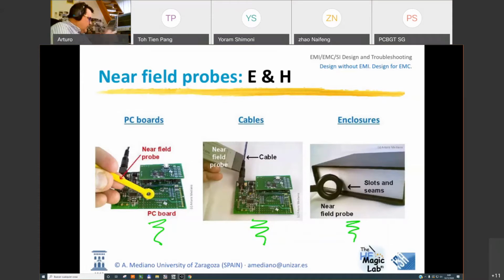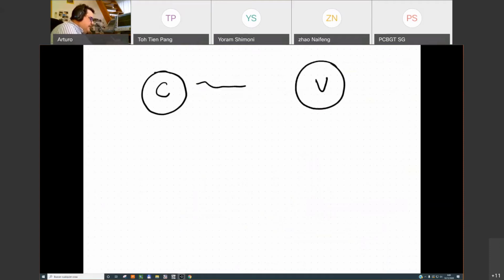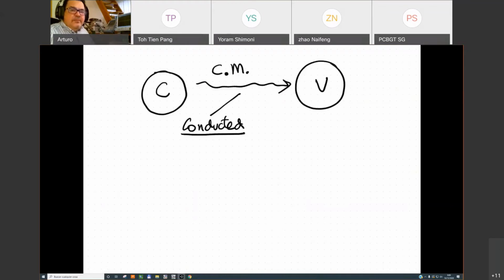Remember, when trying to design an electronic circuit and considering EMI, we have some kind of culprit. We have some kind of victim. And you have some kind of coupling mechanism. Okay, this is the coupling mechanism. In coupling mechanism, we have two possibilities. This coupling mechanism can be conducted. For example, you have some kind of wires or some kind of metallic structure connecting the culprit with the victim, the chassis, for example, or can be non-conducted.